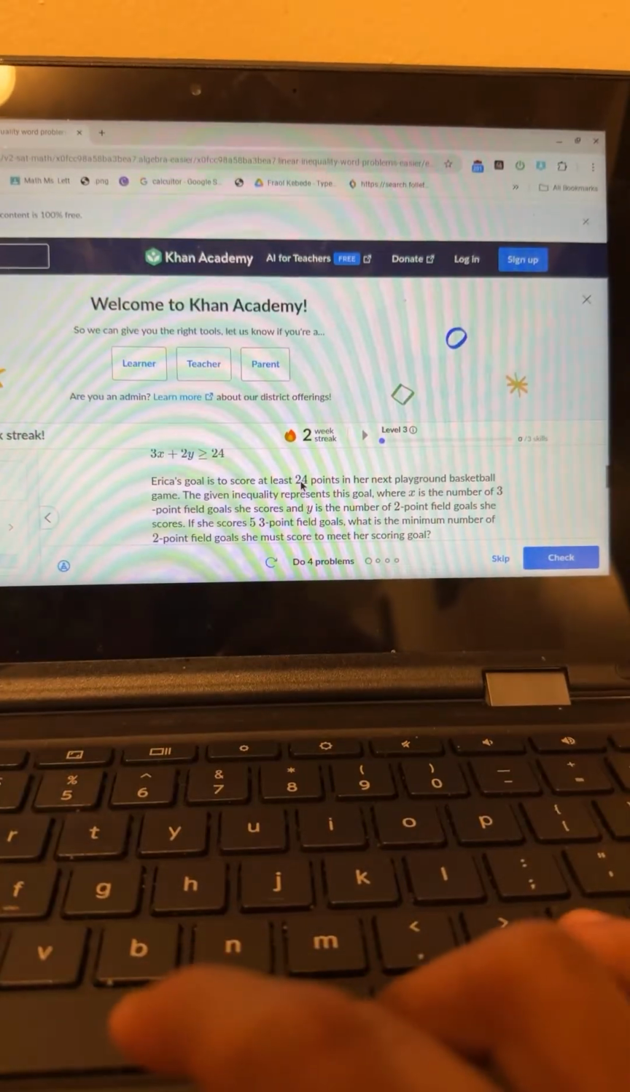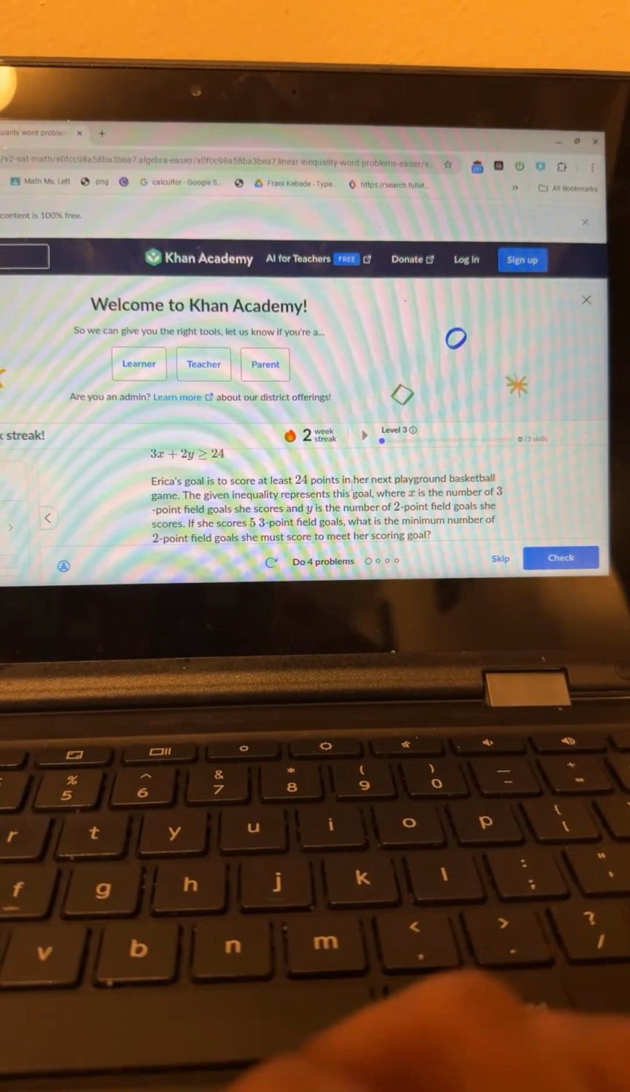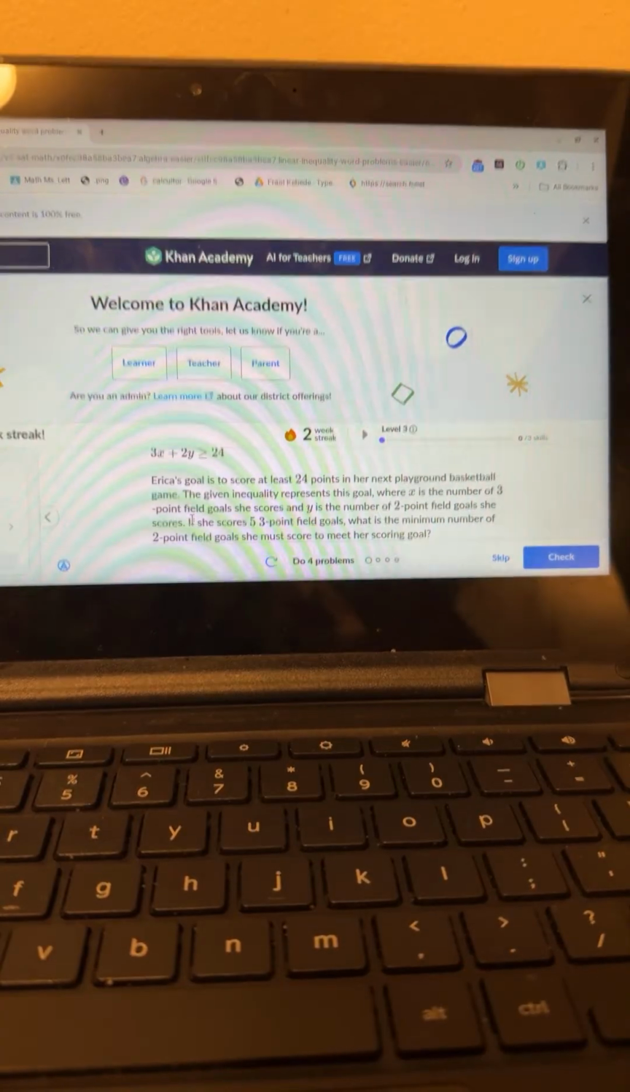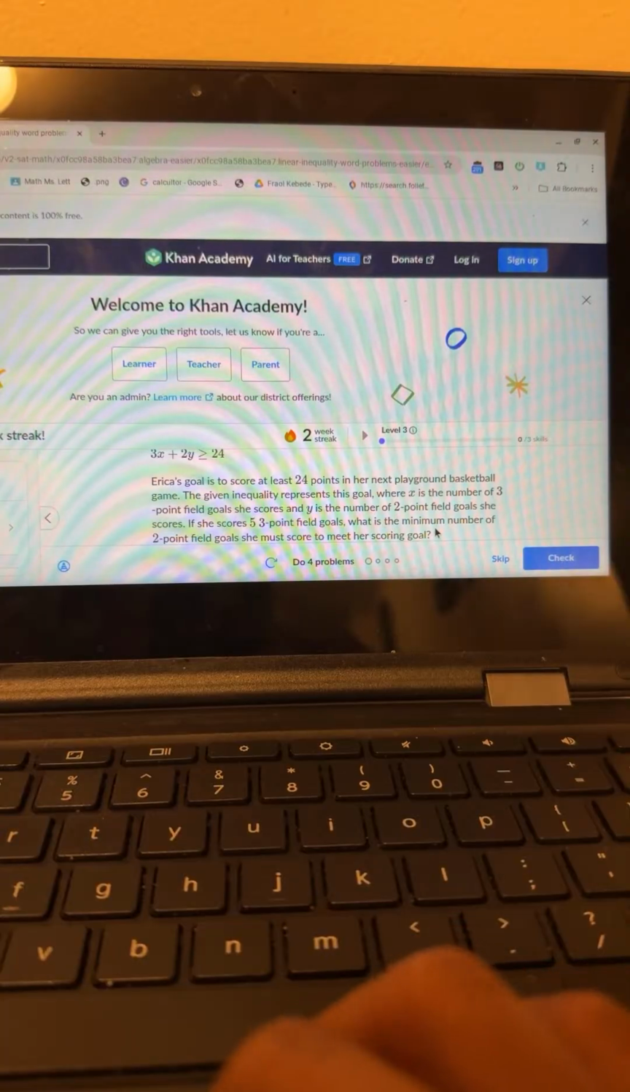Erica's goal is to score 24 points in the next game. The given inequality represents this, where x is the number of 3-point field goals she scores and y is the number of 2-point field goals.